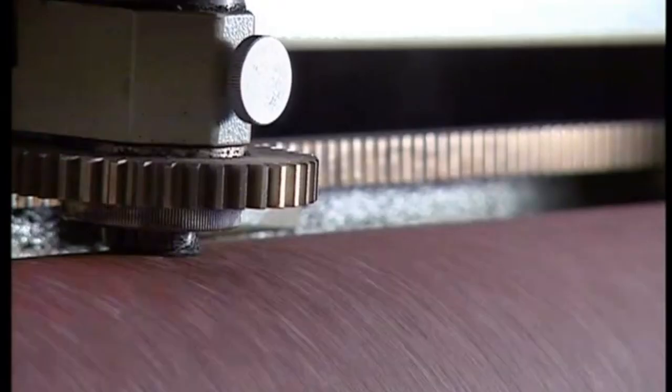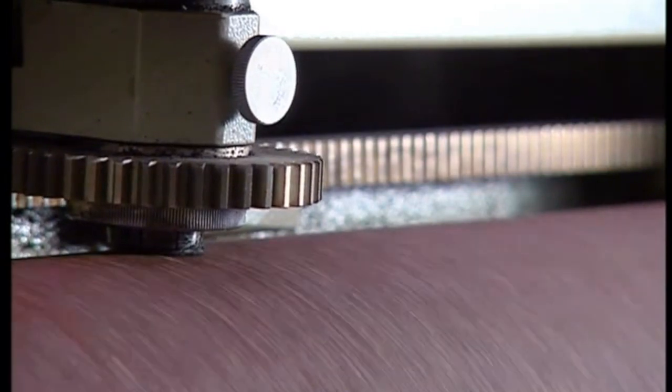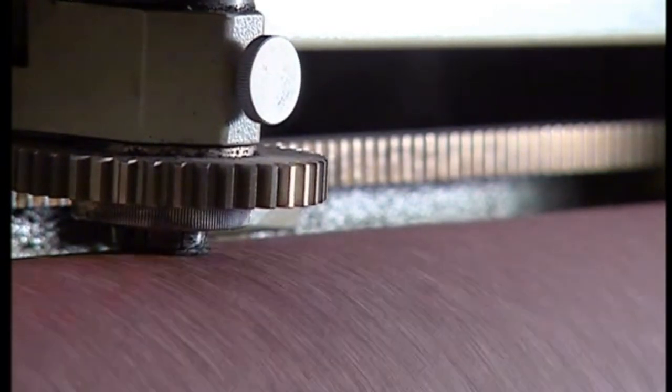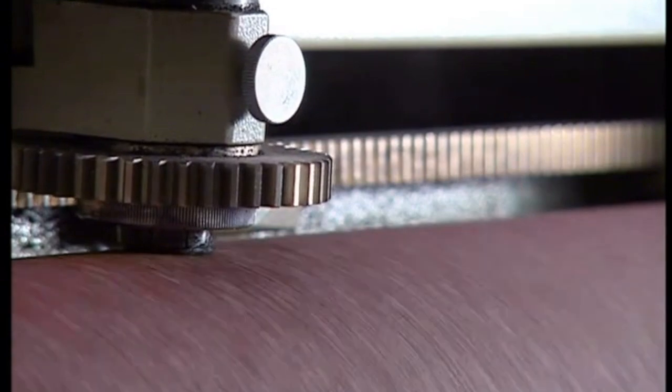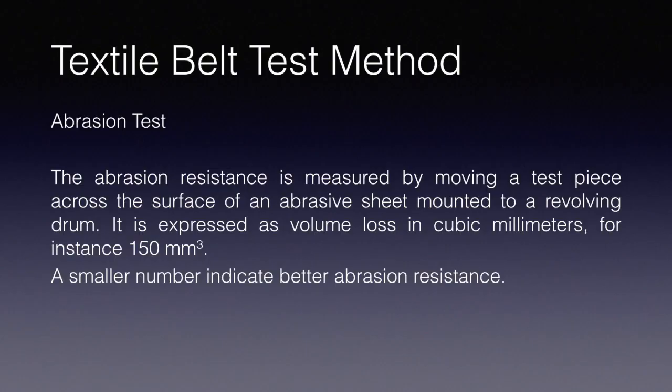Abrasion test. The abrasion resistance is measured by moving a test piece across the surface of an abrasive sheet mounted to a revolving drum. It is expressed as volume loss in cubic millimeters, for instance 150 mm³. A smaller number indicates better abrasion resistance.